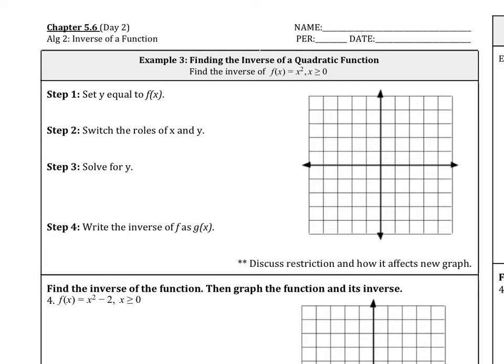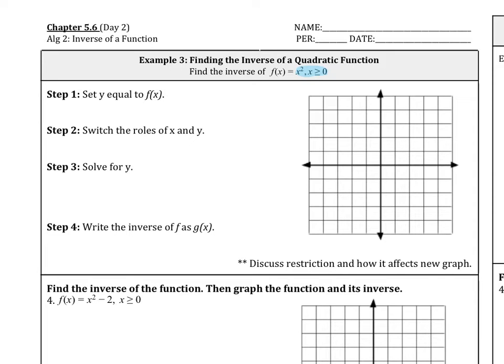Chapter 5.6, Day 2, we're looking at inverses of functions. Here we're going to look at the inverse of a quadratic function. So we're going to find the inverse of f of x equals x squared, and we have to take a look at when x is greater than or equal to 0.